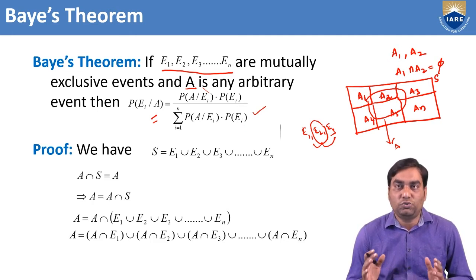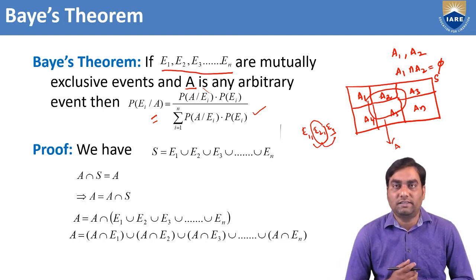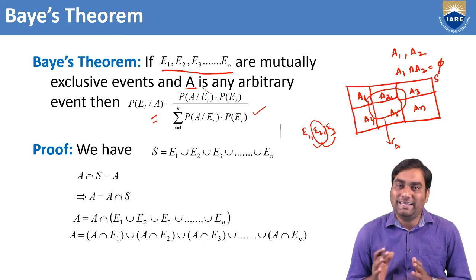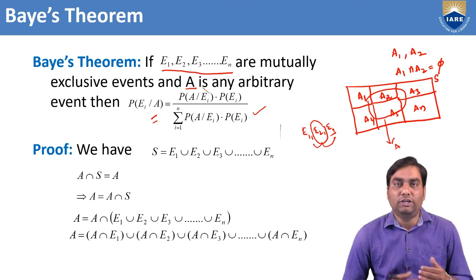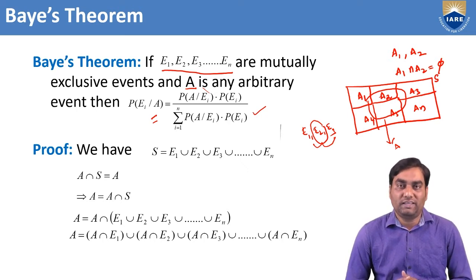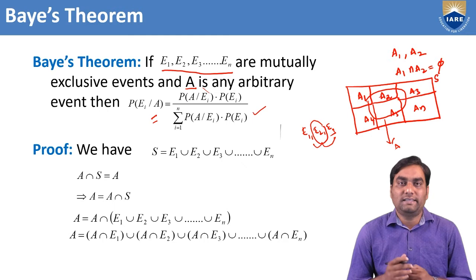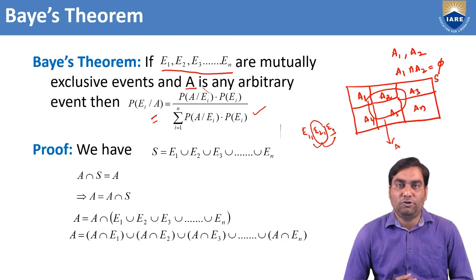If E1, E2, E3 and so on, En are mutually exclusive events and A is any other event, then we need to prove that P of Ei given A equals the reverse, P of A given Ei into P of Ei, divided by the sum of P of A given Ei into P of Ei. How to prove this one?